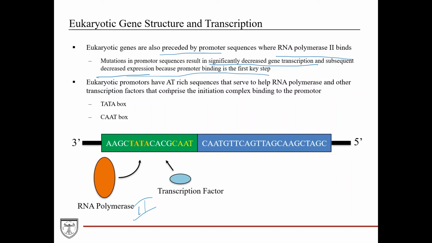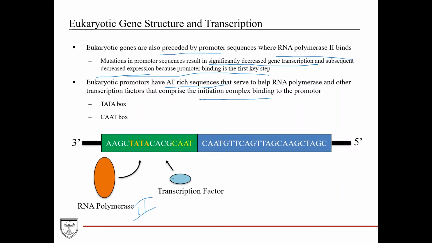Eukaryotic promoters have AT-rich sequences, meaning adenine and thymine, and these serve to help RNA polymerase and other transcription factors comprise the initiation complex binding to the promoter. So what you have here is RNA polymerase that binds, and then you have these proteins called transcription factors that also bind to the promoter and then other areas on the DNA.